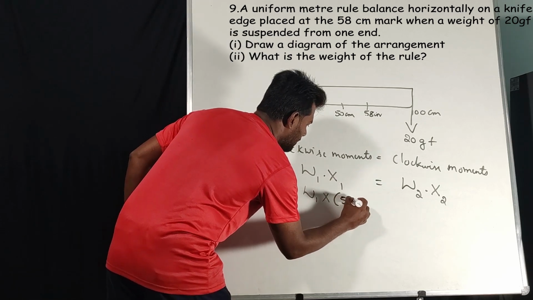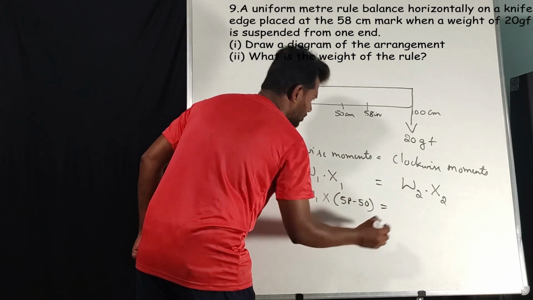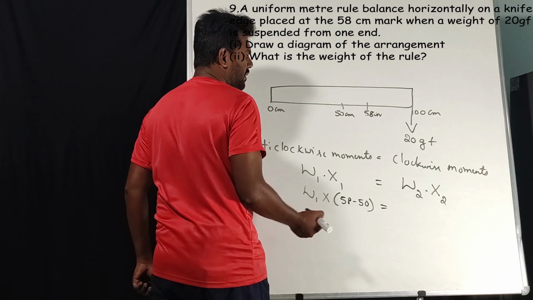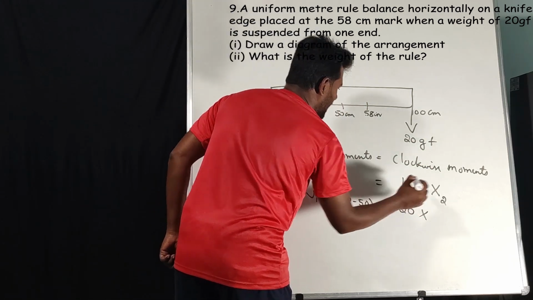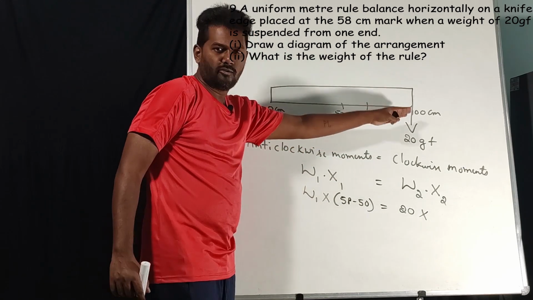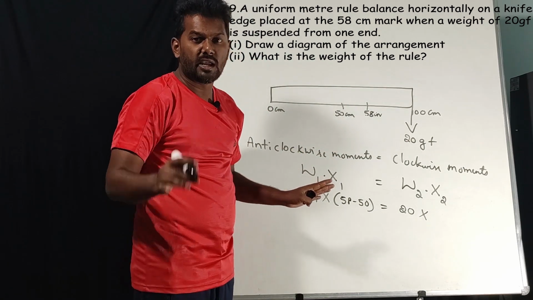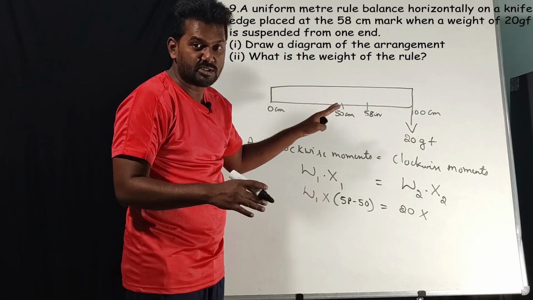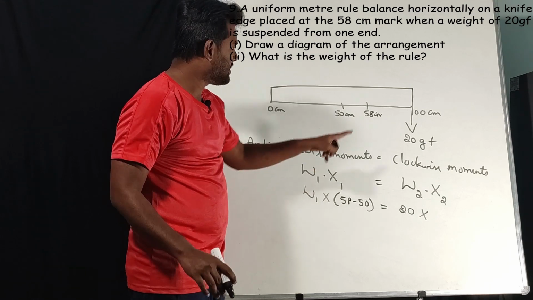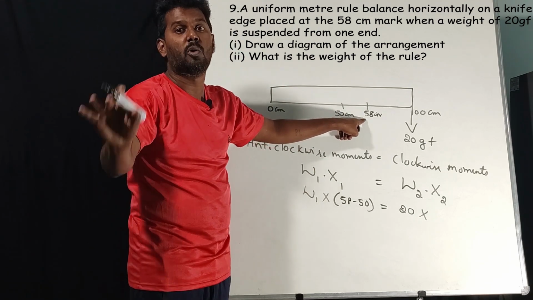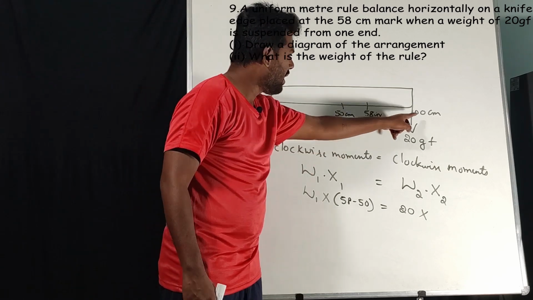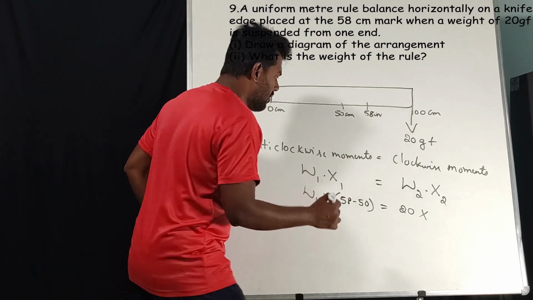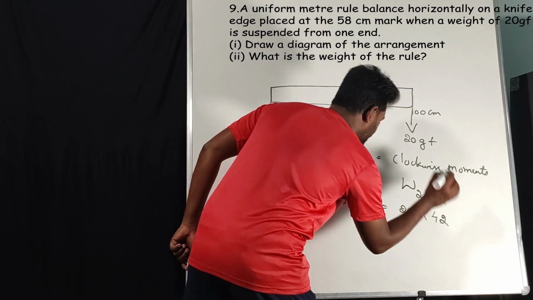So 58 minus 50 is equal to, what is the value of W2? This side we have the load, correct? That is 20 into x2. x2 is nothing but the distance from the load to the pivoted point. For this question, the pivoted point is always where we are keeping the knife. That is important. So from 100 to 58, it is 42. Correct.